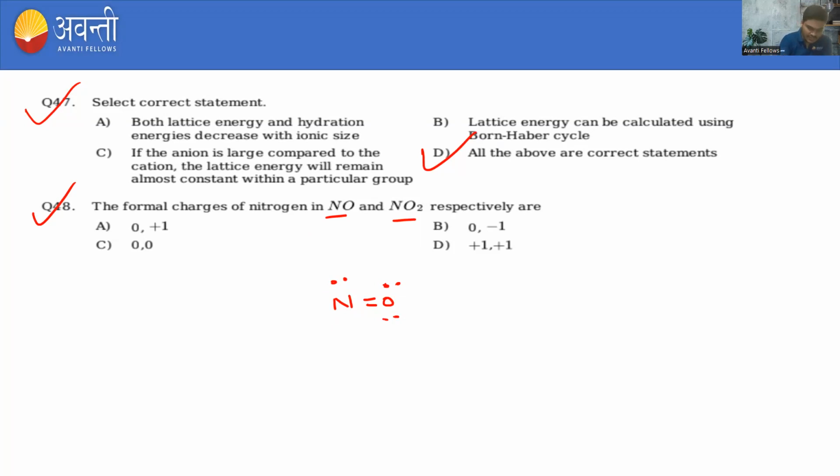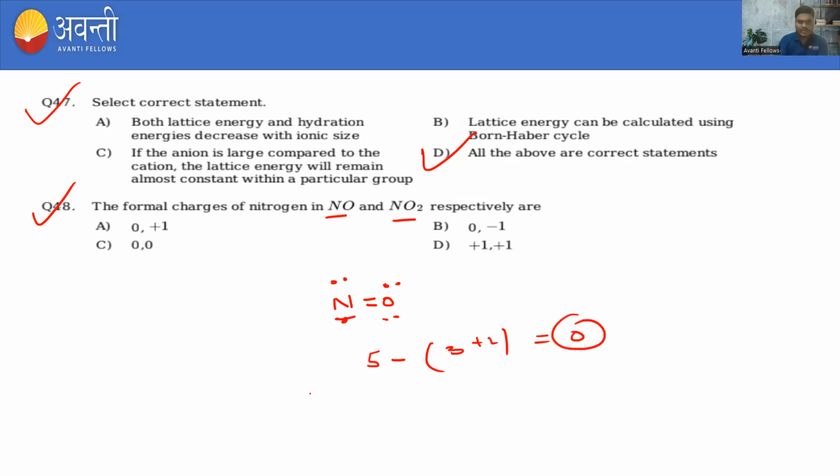So how will you calculate the formal charge? We calculate the formal charge of N in NO. It is the valence electrons, that is 5, minus the number of lone pair electrons, which is 3, plus the number of bonds, that is 2. So this is equal to 0.